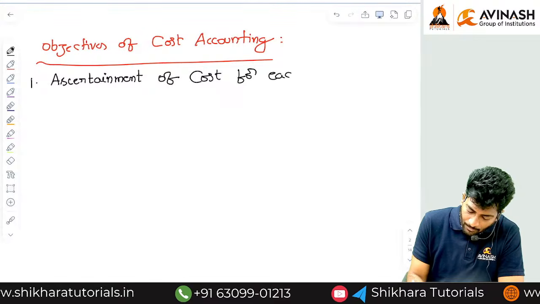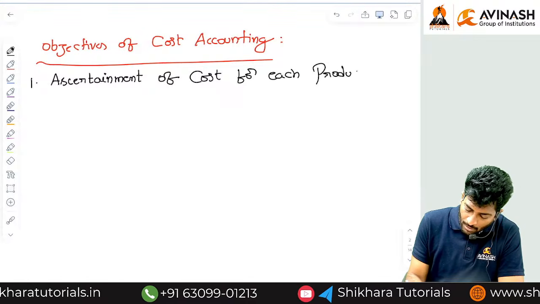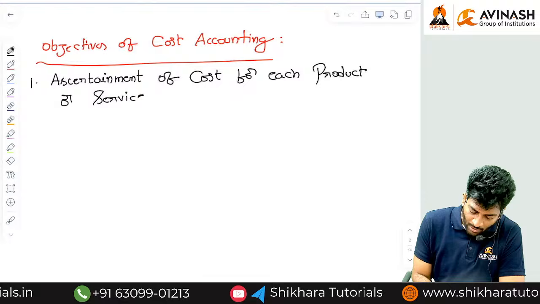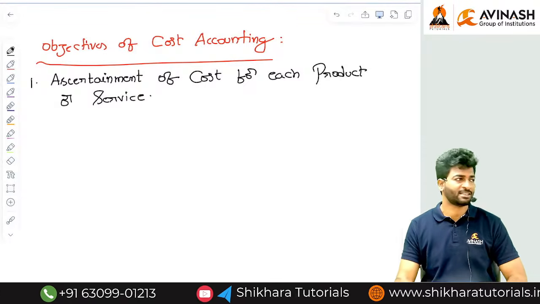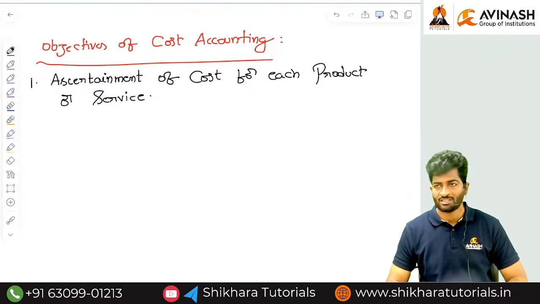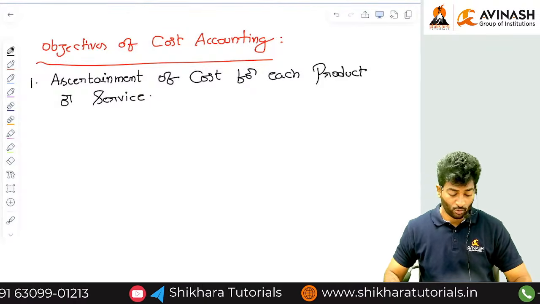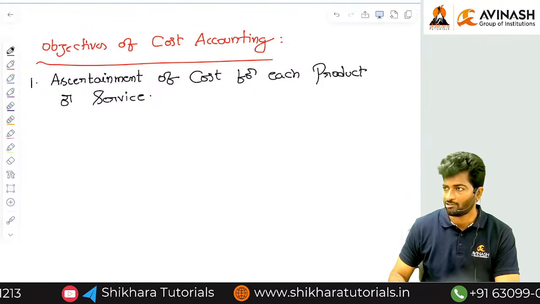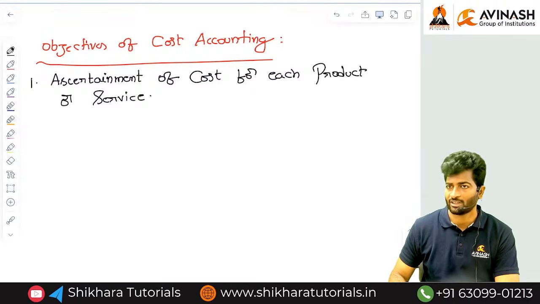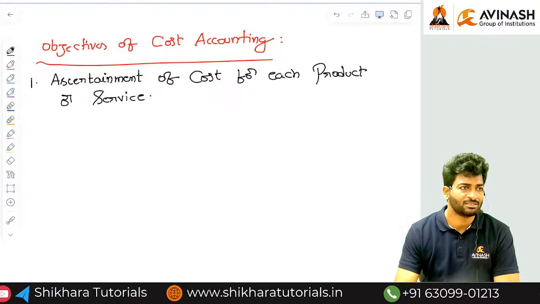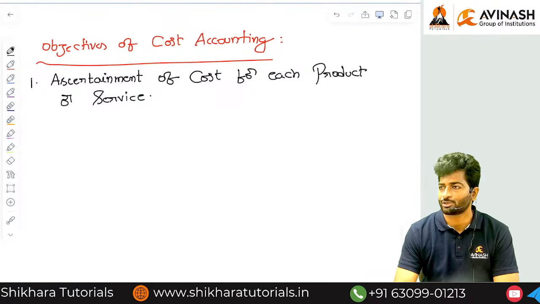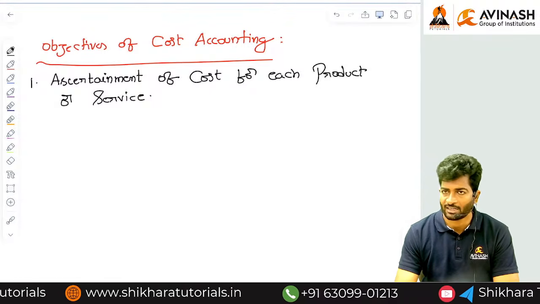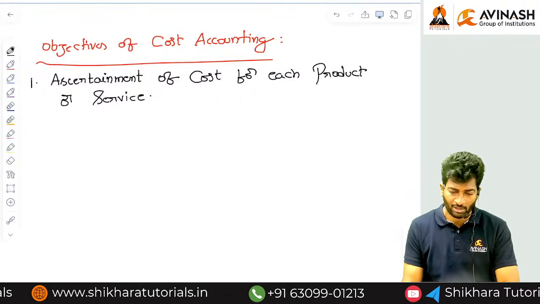So, each product or service, because in the majority of cases we'll discuss manufacturing industries. At the same time, we'll ascertain cost for service industries also, right? So we have a chapter called operating costing also, right? Where you have different kinds of services, right? So traveling, right? Tell me, what are the other services we have? Hotels, hospitals, education institutions, everything is a service. Even for the service industry, we are going to ascertain the cost. So ascertainment of cost for each product or service.